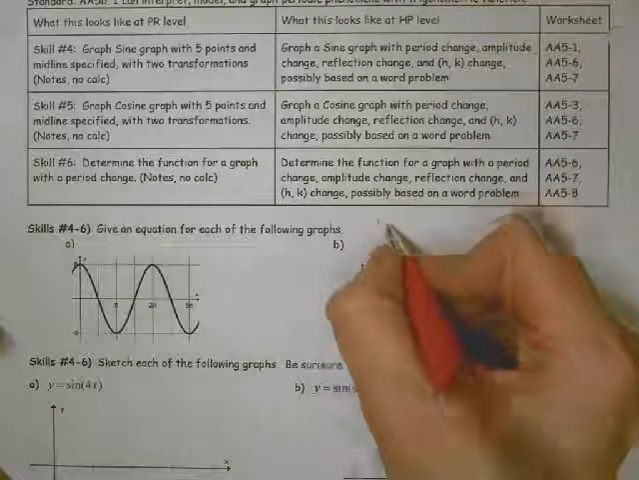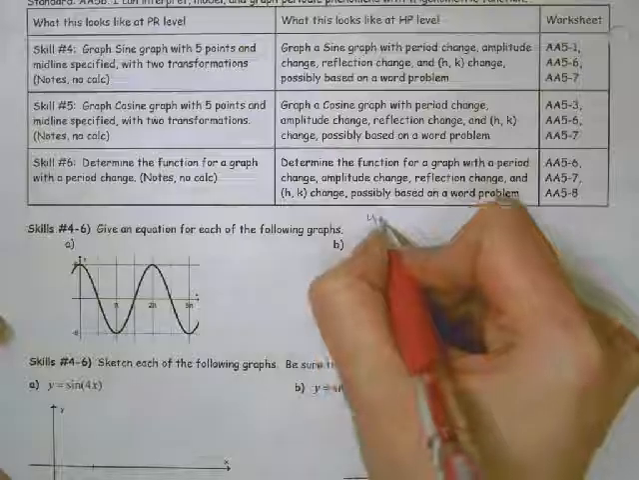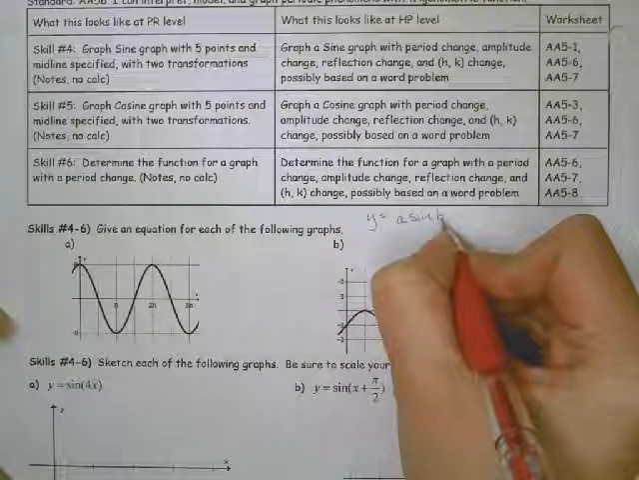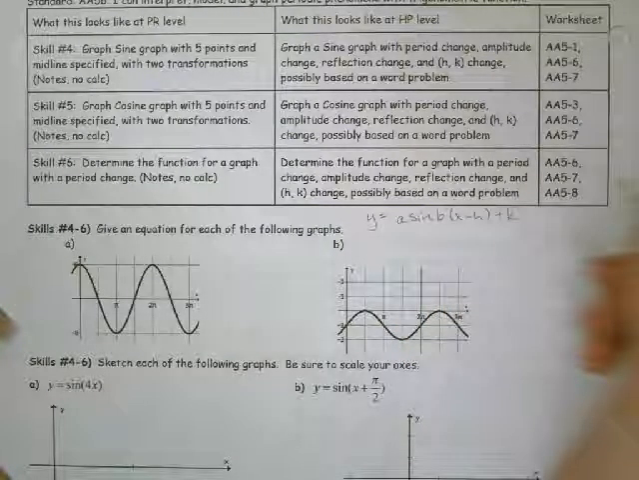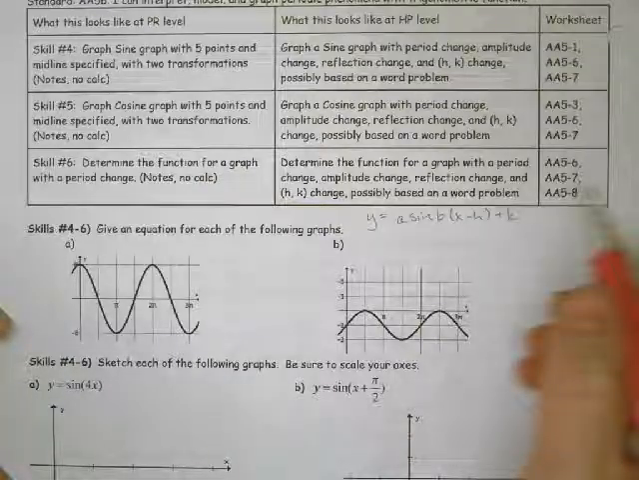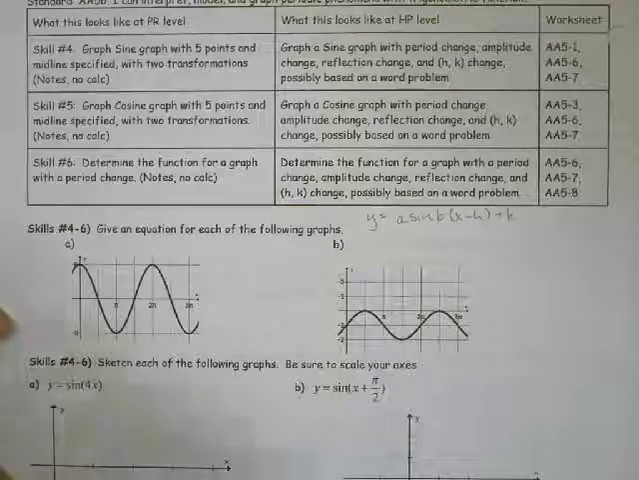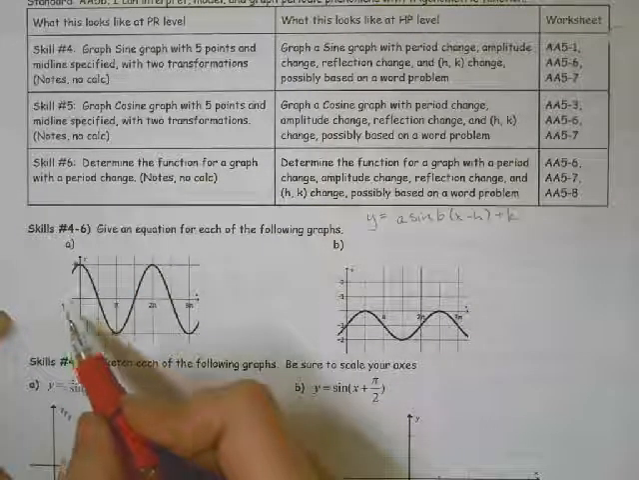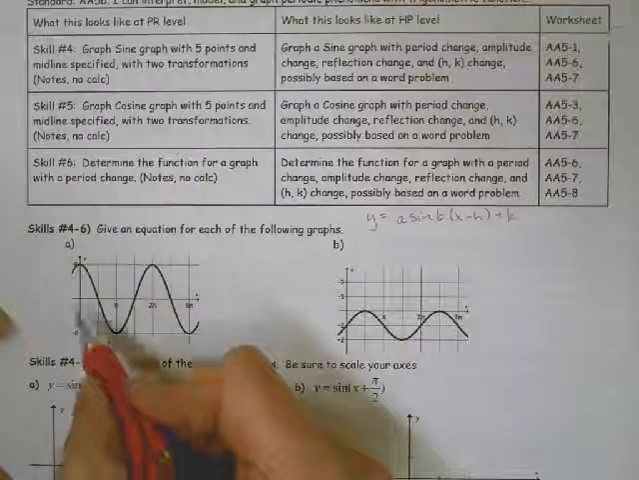So keeping in mind, I have the sine function, so y equals a sine b(x minus h) plus k. Cosine has the same general function except it's cosine right here. So giving an equation for the following graphs, it could be a sine graph or it could be a cosine graph depending on where you want your start and finish to be.